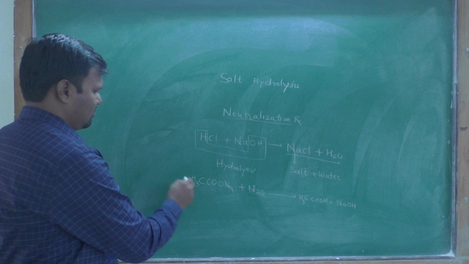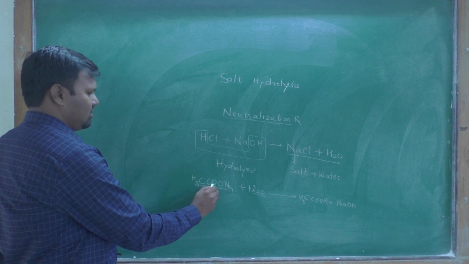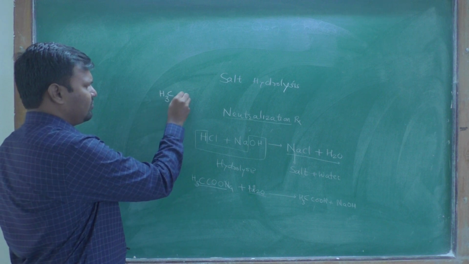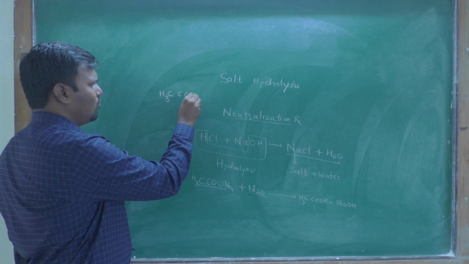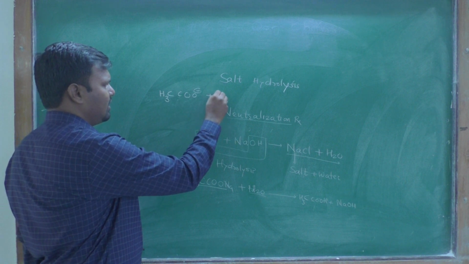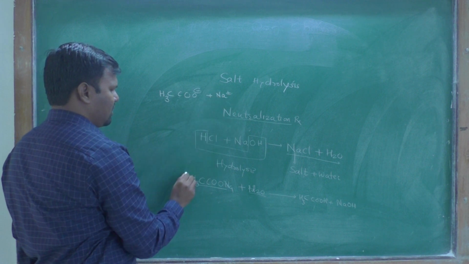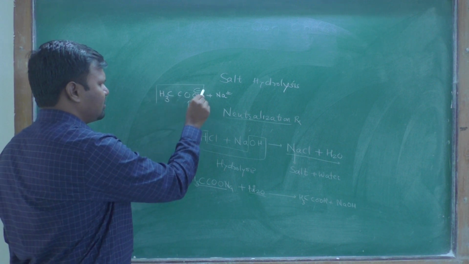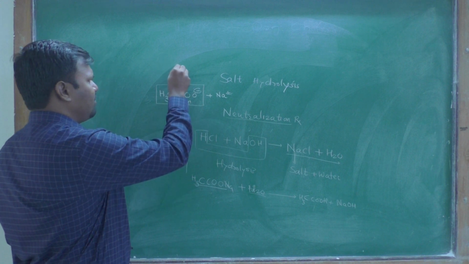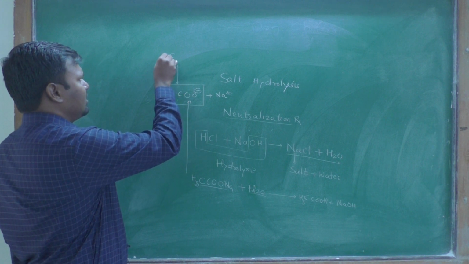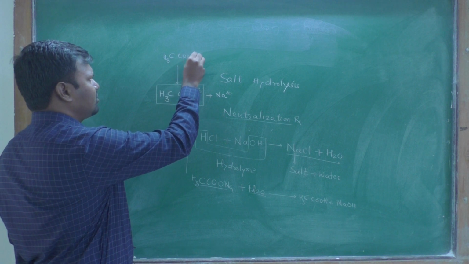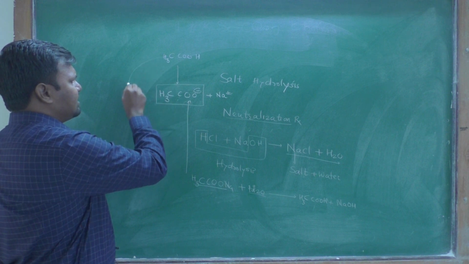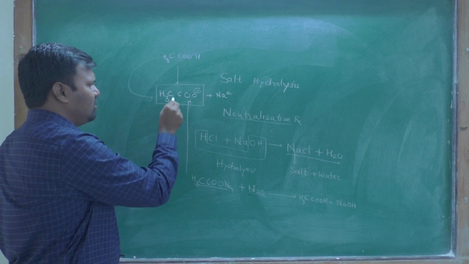In this case, this is a salt, and the salt gives CH3COO minus plus Na plus. Okay, and you know that these ions are also obtained from CH3COOH, that is acetic acid. Therefore, acetic acid after losing H plus ions gives this ion.